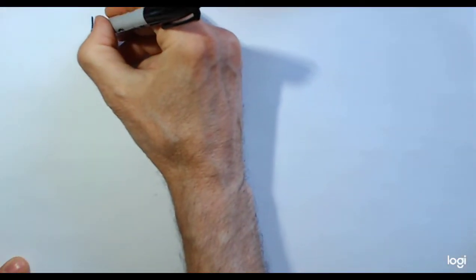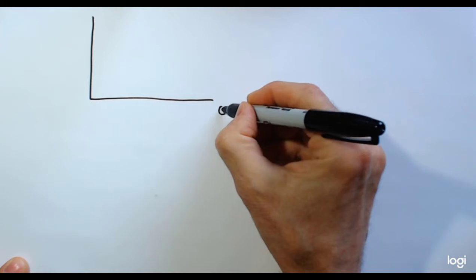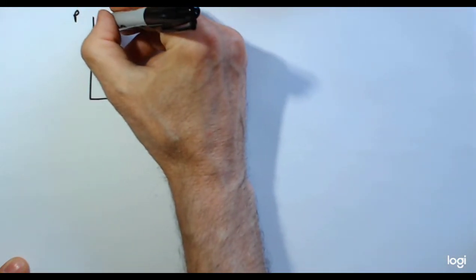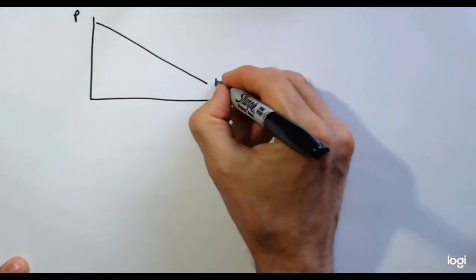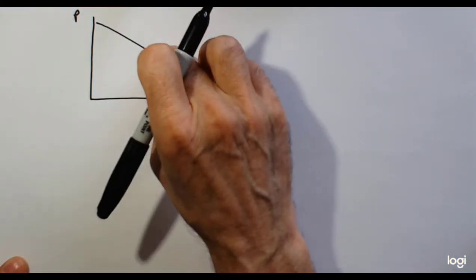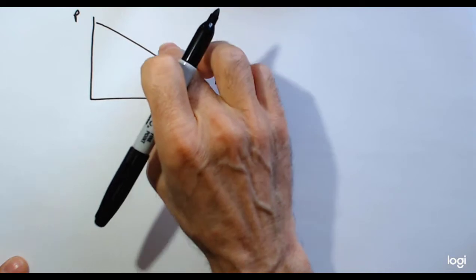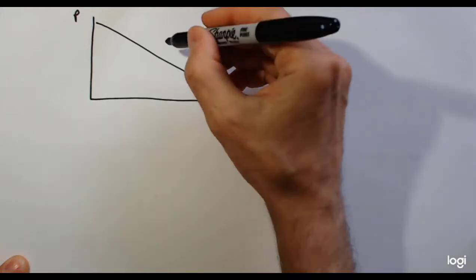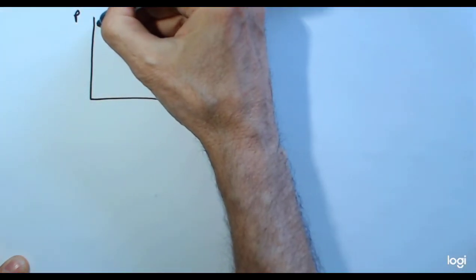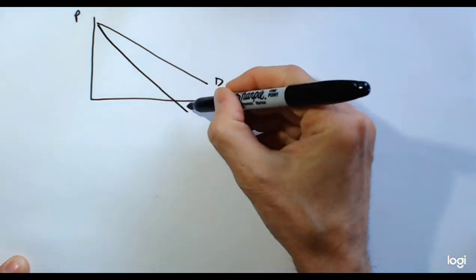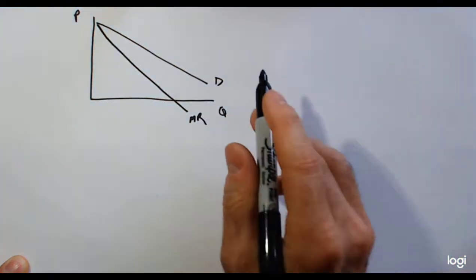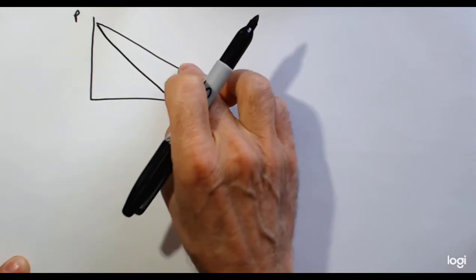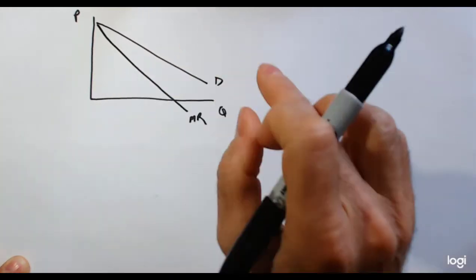Let's start off our analysis by looking at the pricing power that a monopoly has. So we have quantity, we have price, and a monopoly has a downward sloping demand curve. That's the demand curve faced by the firm and the industry, because the monopoly is the industry. Now, if you remember, when you have a downward sloping demand curve, we also have a downward sloping marginal revenue curve. And that marginal revenue curve has twice the slope. It's a negative slope. It has twice the slope as the demand curve.